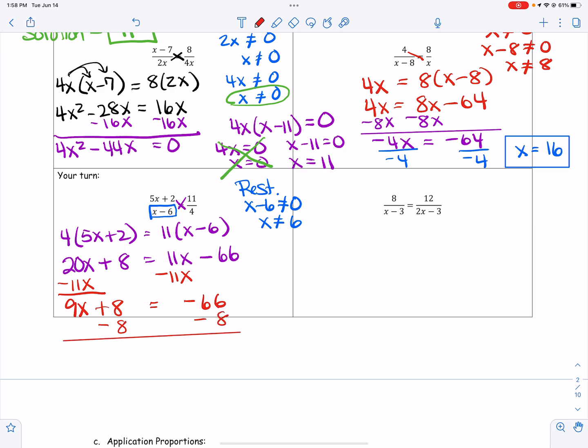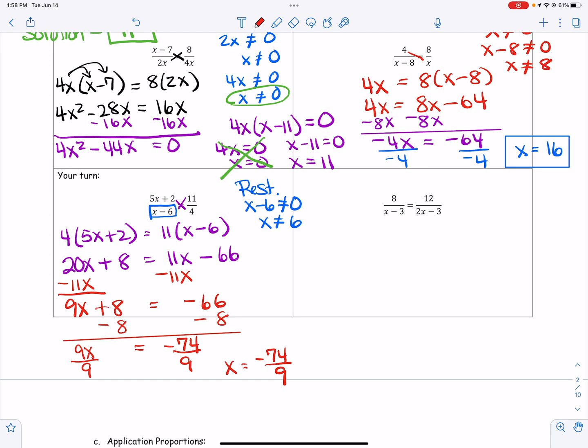And I get 9x is equal to negative 74. And then I divide by 9, and x is negative 74/9. And that's okay. As long as we didn't get 6 as our solution, that's going to be an okay answer. And I can't reduce it anymore, so I would just leave it like that, okay?